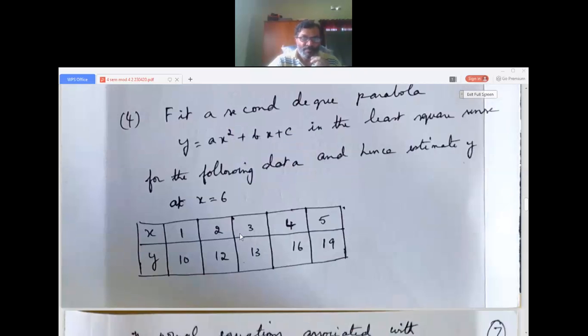So what happens? The values are given, the inputs. How many inputs? 1, 2, 3, 4, 5. So 5 inputs, n equals 5. And the y values are 10, 12, 13, 16, 19, corresponding to the independent variable x. The dependent variable y is also given.